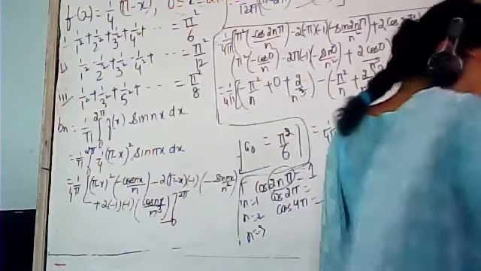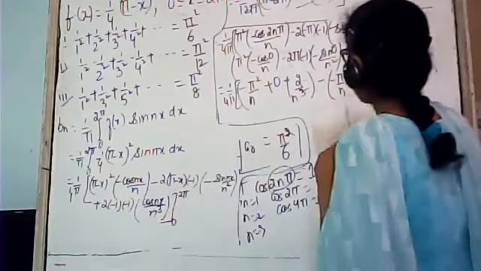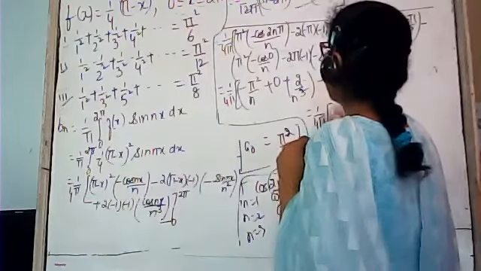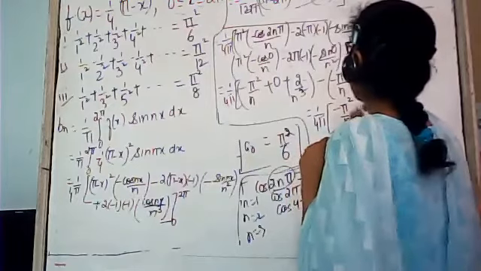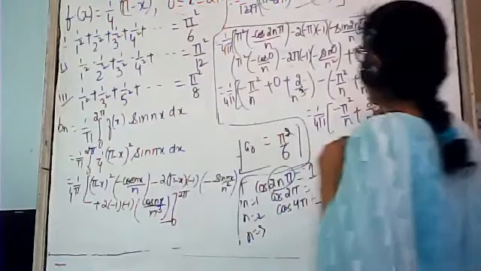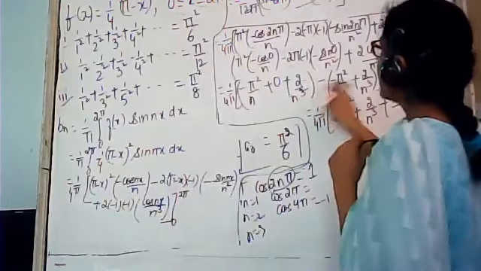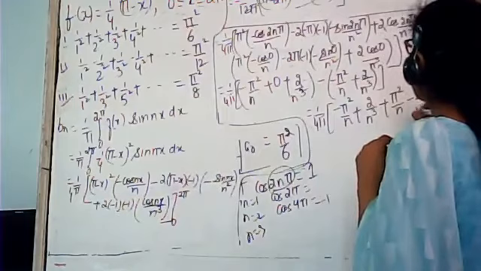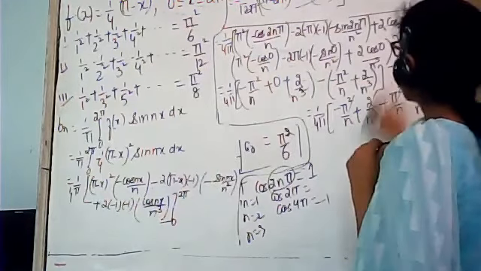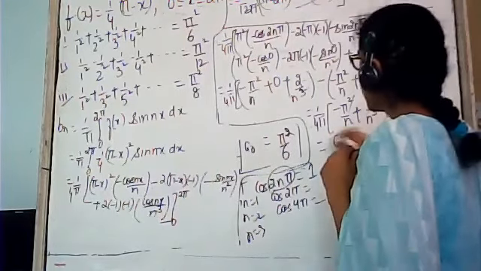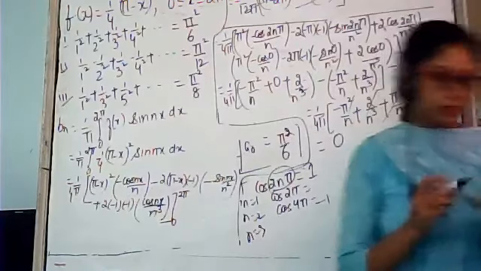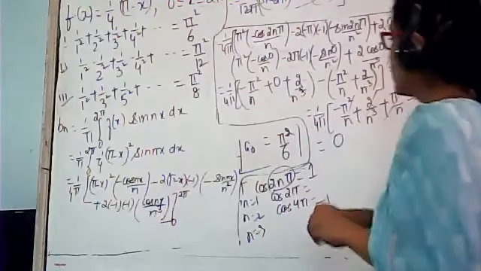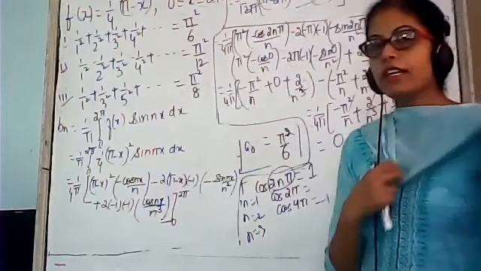Okay? So this is equal to 1 upon 4 pi, minus pi square by n plus 2 by n cube plus pi square by n. Opening these brackets, minus and minus will be plus, minus and plus will be minus 2 upon n cube. All the terms will be cancelled out and we will get 0. The value of bn is 0.